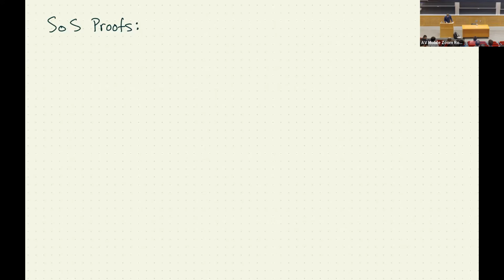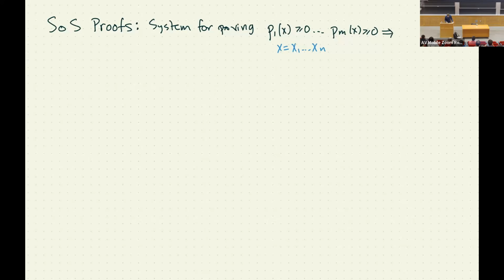So it's a proof system for proving mathematical statements of the following form. Suppose you have some polynomials, P1 through Pm. Let's say these are multivariate polynomials with real coefficients. So x is really x1 through xn, and the p's are n-variable polynomials. The system is for proving statements like this: when all these polynomials are non-negative at a point x, then some other polynomial p is also non-negative at x.